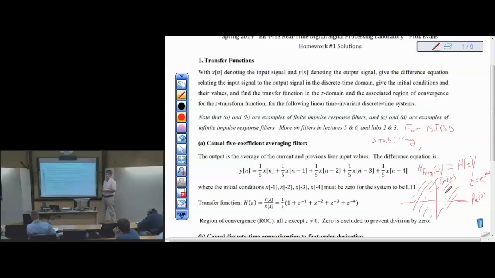Does it need to include the origin? No. And we'll see that the origin gets excluded in certain cases.